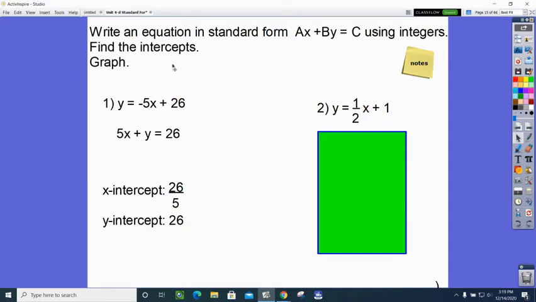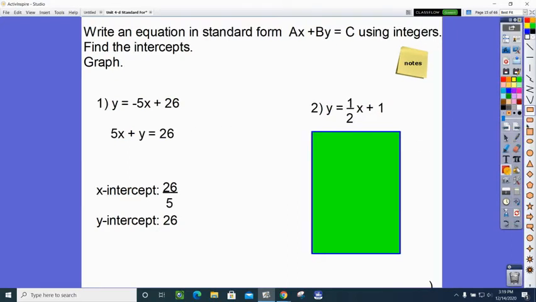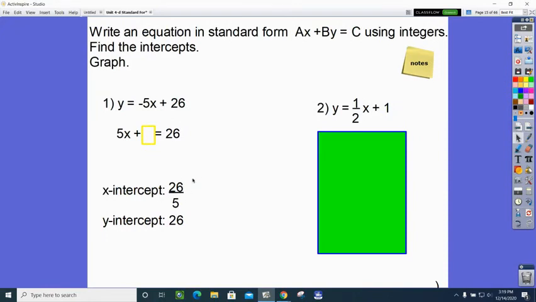Oops, I forgot we had to find the intercepts too. Now to find the intercepts, basically if we want the x-intercept, we're going to cover over that and now solve this one-step equation. Divide both sides by 5, and you get 26 over 5, and that's going to be your x-intercept. To find the y-intercept, I'm going to cover over this term, and boom, we're already there. It's 26.